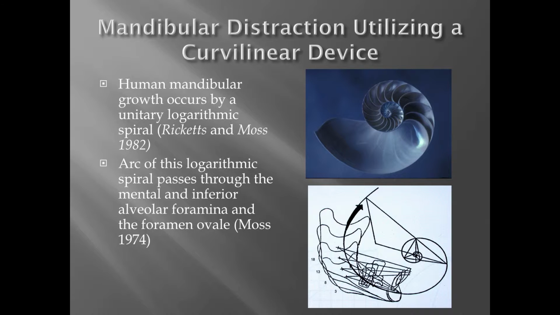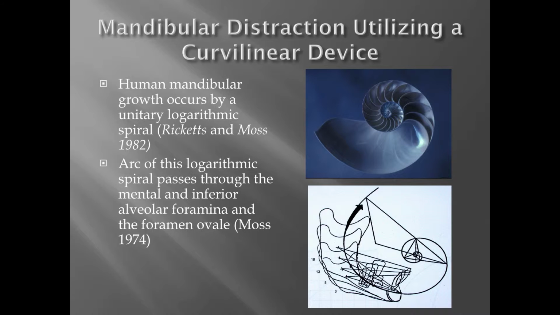What do we do in a case like this? We have developed a technique called mandibular distraction with a curvilinear device, because the curve replicates the normal growth of the mandible. A number of studies have shown that the mandible grows in a logarithmic spiral, just like a nautilus shell in many things in nature. And you can see this growth in the mandible drawn in the lower right-hand corner of this slide.